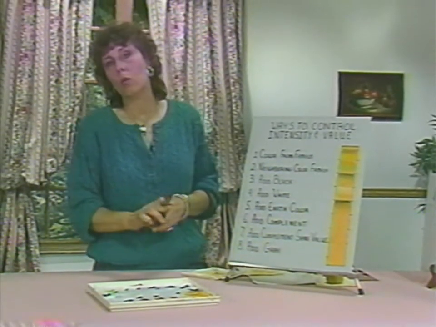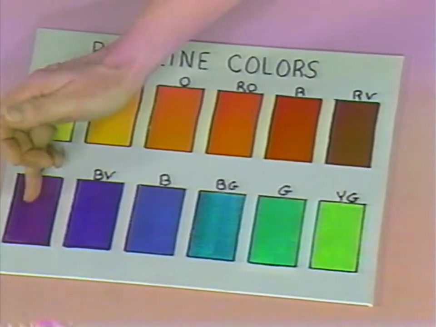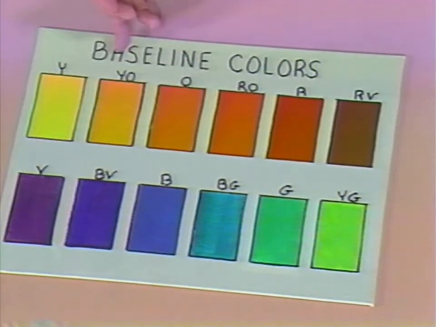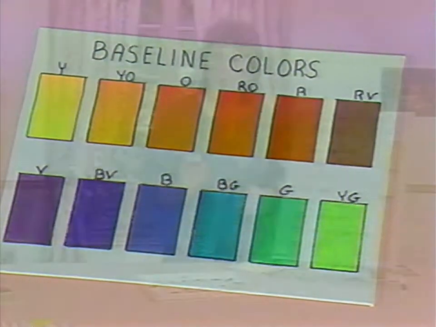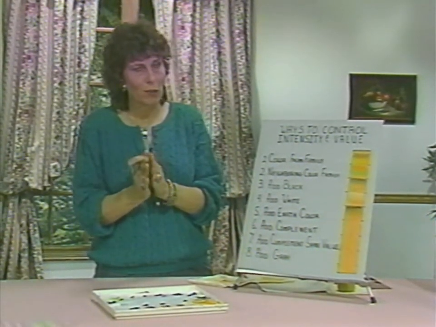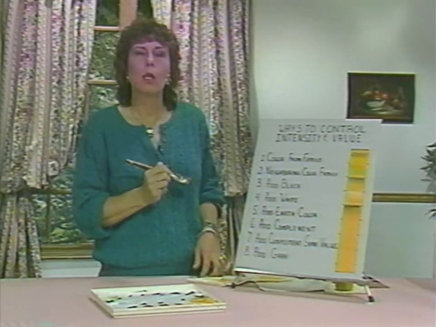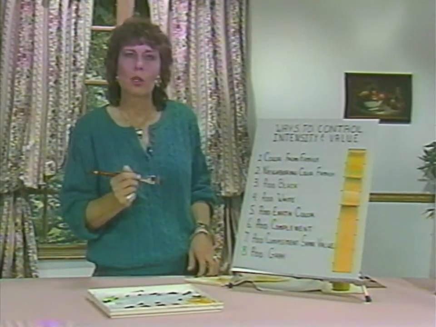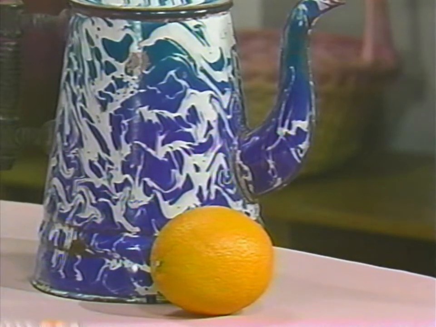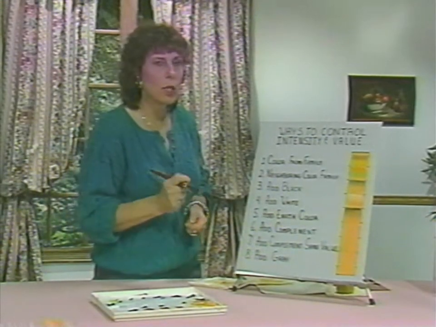Why does that work? It works because on the baseline chart, you can see that I've positioned complementary colors opposite of each other. Yellow and violet are complements. Yellow orange and blue violet are complements. Anytime you add two complementary colors together, they lower each other's intensity. How bright and vivid and pure that color is. Remember those words? Another thing about complementary colors while I'm thinking about it, if you look at the teapot and the orange, you're going to see how complementary colors, when they're positioned side by side, are jarring and eye-catching. This is one way that you can draw the viewer's attention. So complements have a lot of uses.